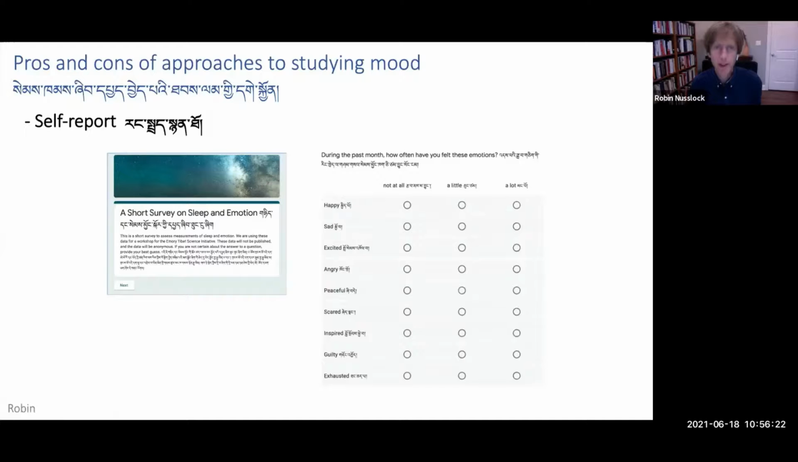But as was mentioned in the chat, there are also limitations of self-report. And one of those limitations is that people often are not very good reporters of their own self-sleep or their own emotions for a number of reasons.